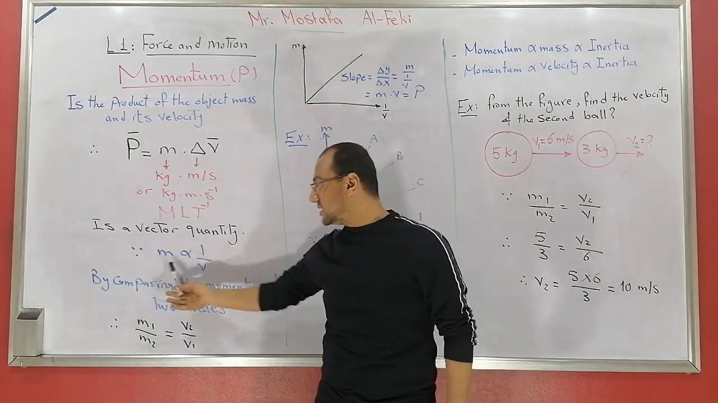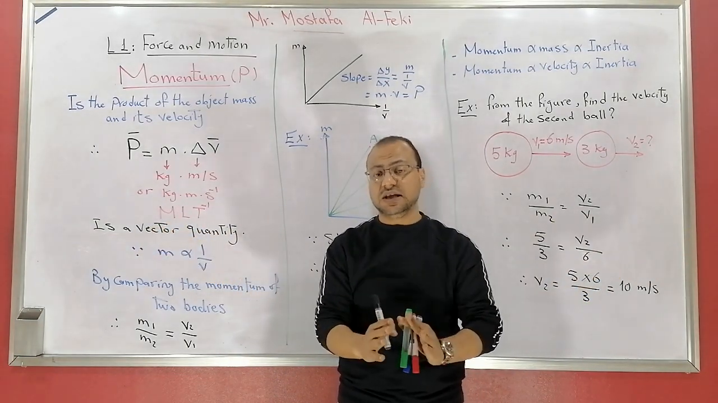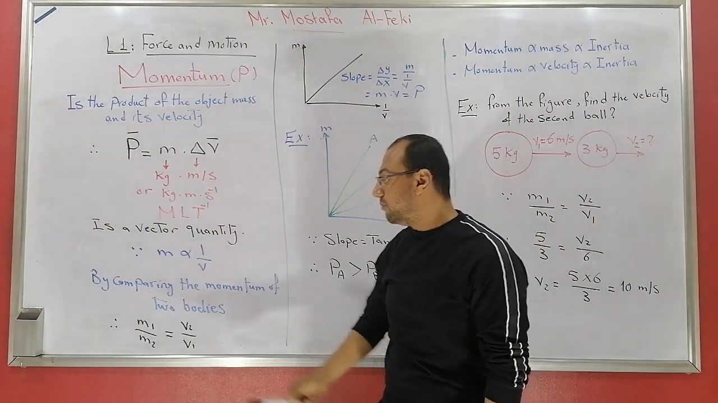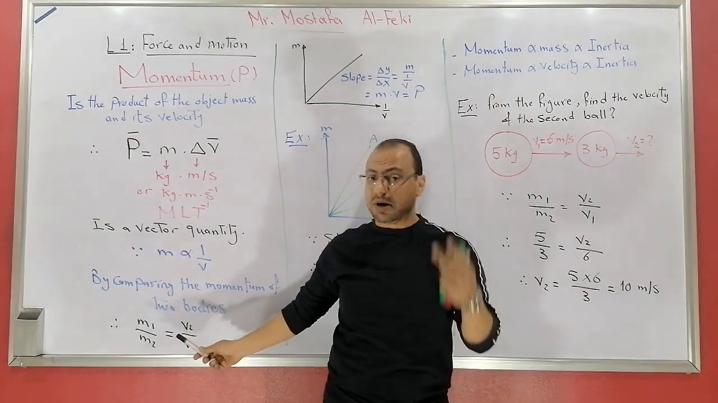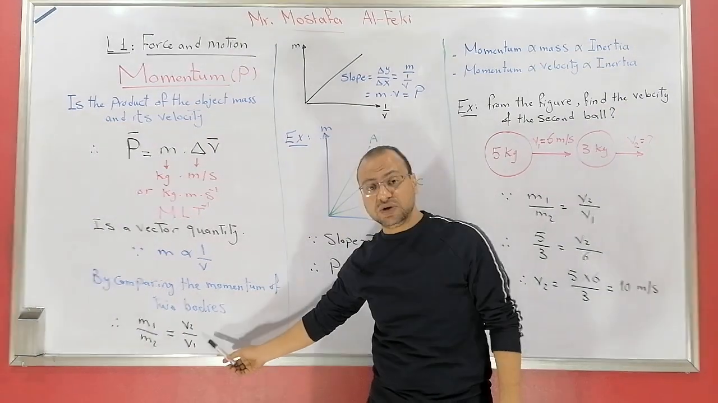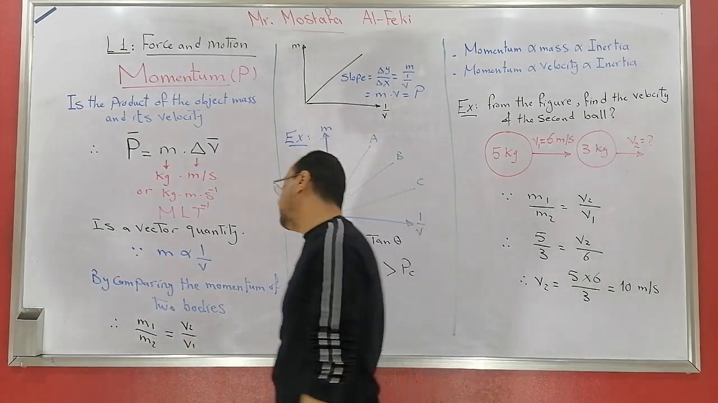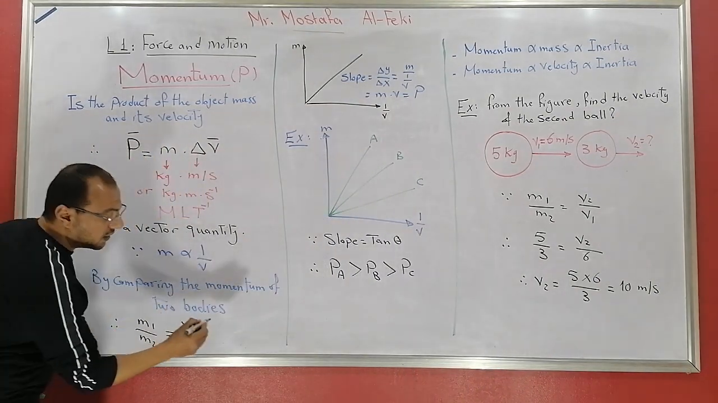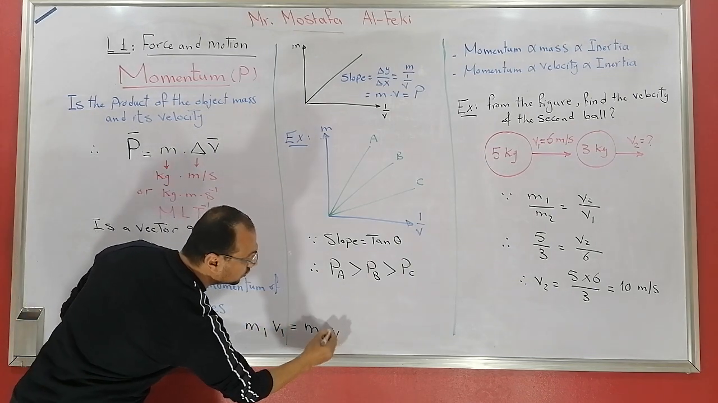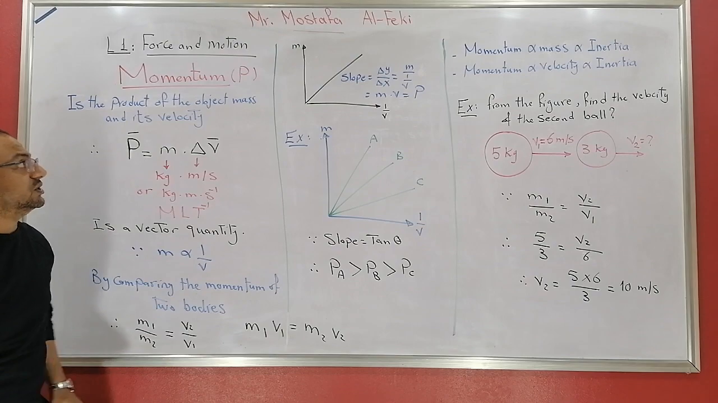This means that the mass is inversely proportional to velocity. As the mass increases, the velocity of the object decreases, and as the mass of the object decreases, the velocity of the object increases. By comparing the momentum of two bodies, then m1 over m2 equals v2 divided by v1. Or by another way, m1 v1 for the first body equals m2 v2, as a linear equation, the same equation.